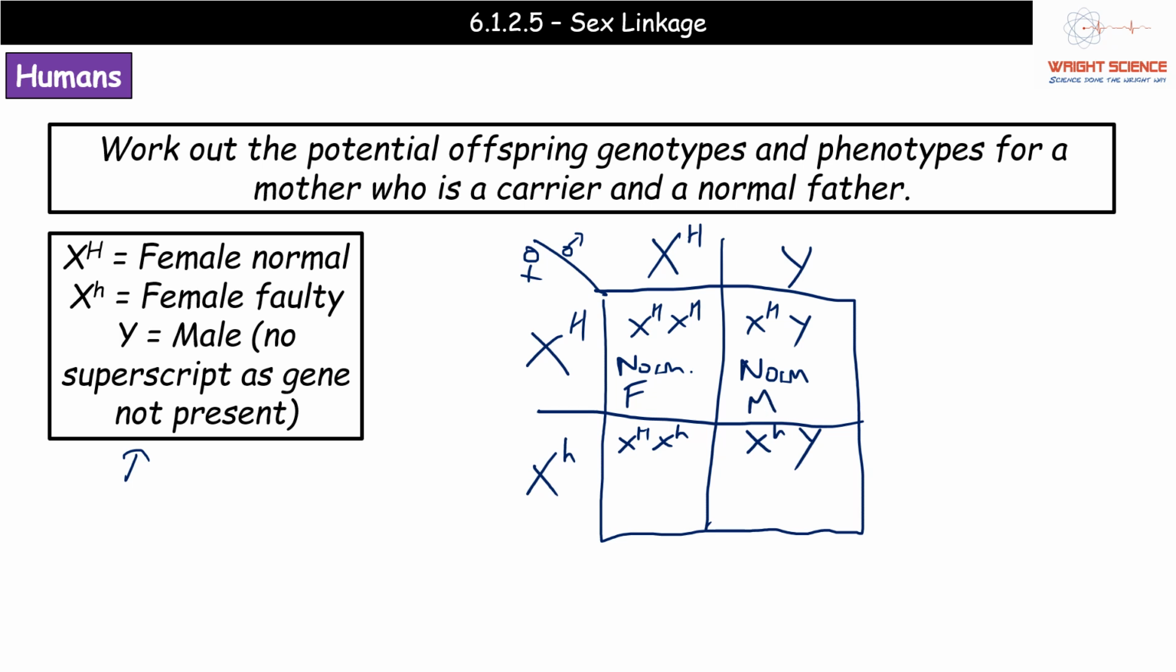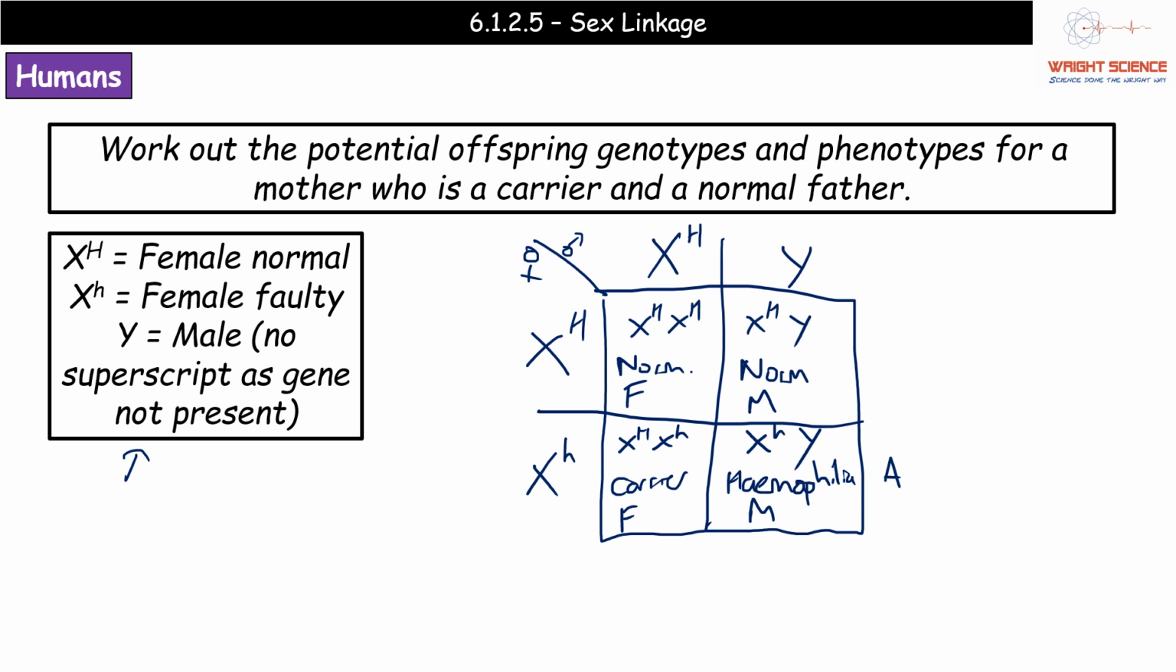Bottom left, we've got an X with a capital H and an X with a lowercase h, so this is going to be a female, but she's going to be a carrier because she's obviously got one of the faulty alleles. Won't show symptoms herself, could give it to offspring. And then in the bottom right, we've got a male because we've got the Y chromosome present, and because it's a lowercase h on the X there, then this means that they have the actual condition. So this is our haemophilia A male.